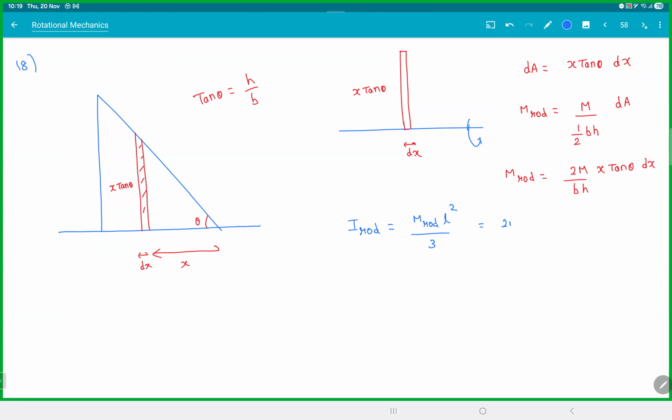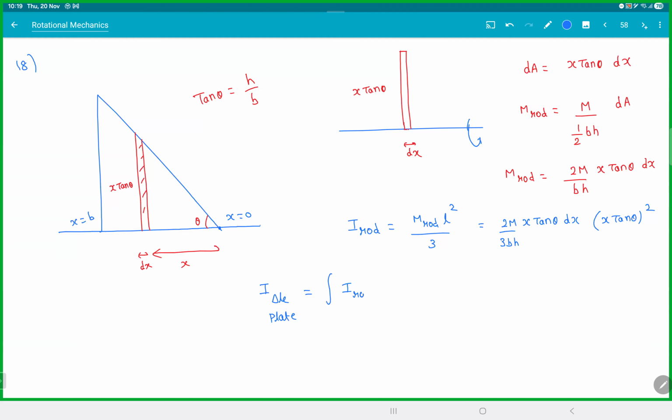In this case, it is 2m by 3bh x tan theta dx, and length is (x tan theta) squared. This is the moment of inertia of one rod. And remember, x goes from x equal to 0 to x equal to b. That's your base. So I of the triangular plate will be the summation of all these rods, which is the integral.